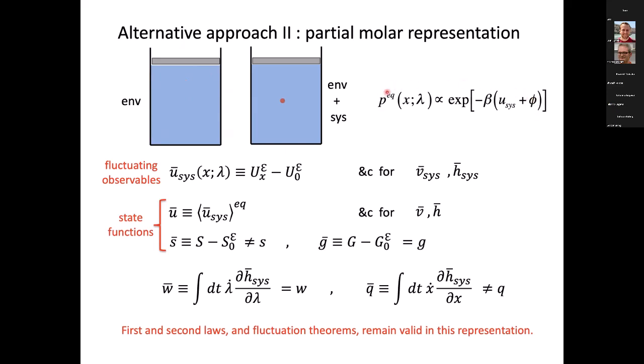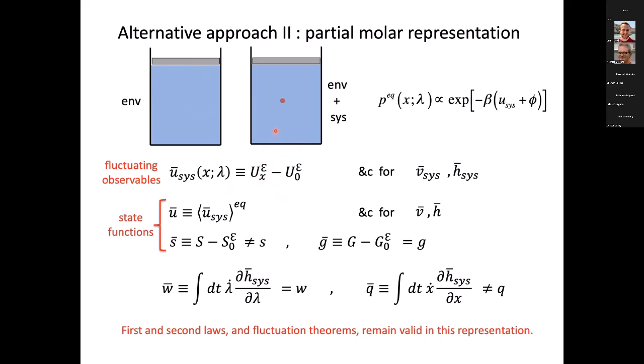Okay, as before, here's my starting point, the expression for the equilibrium state of my system of interest after tracing out over the environment. And now let me define the fluctuating internal energy of the system as a function of its microstate x and the parameter lambda as the following difference. Let me explain what these two quantities are. So U_E0 here is just the equilibrium internal energy of the environment without any system. So this is the equilibrium energy of this reference state.